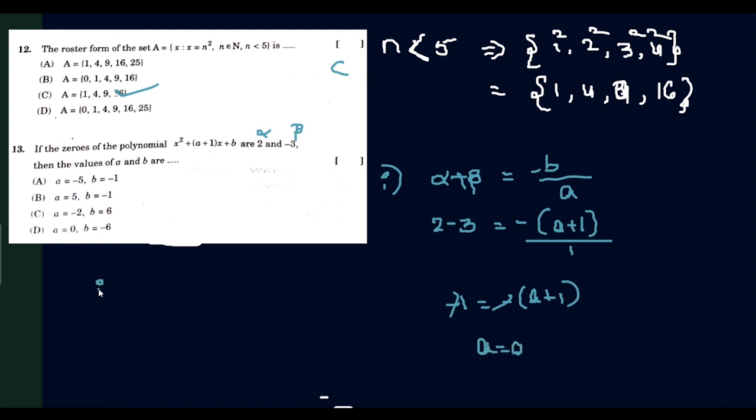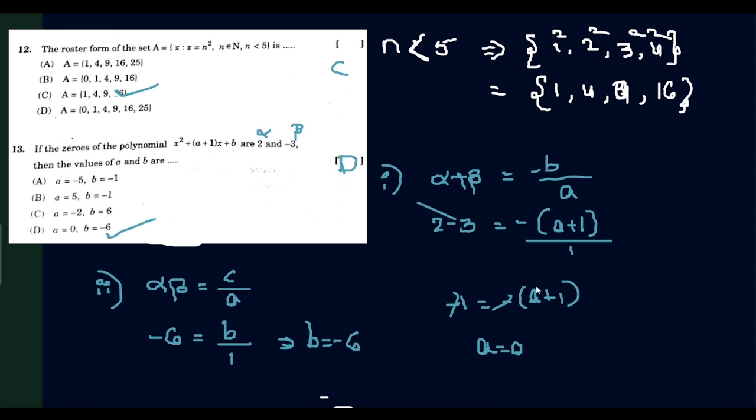And one more thing, you can write alpha into beta is equal to c by a. Got it? What is 2 into minus 3? Minus 6 is equal to b by 1. So b is equal to minus 6. Right? a is 0, b is minus 6. So option D is the answer. Fine, let's see the next question.